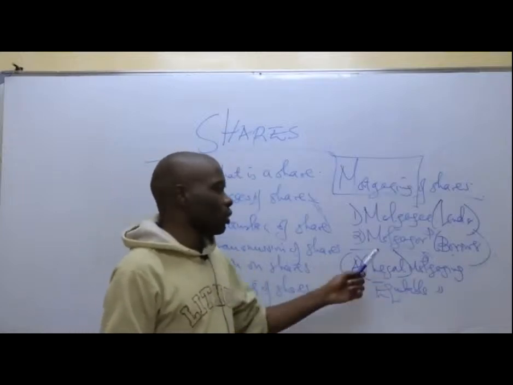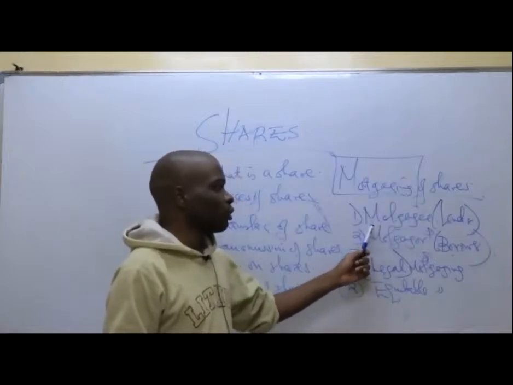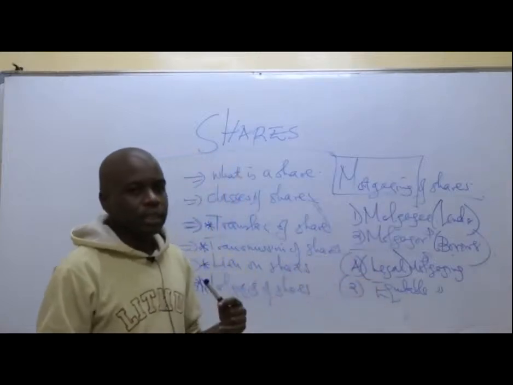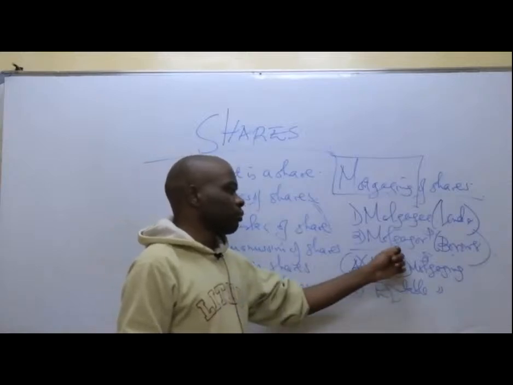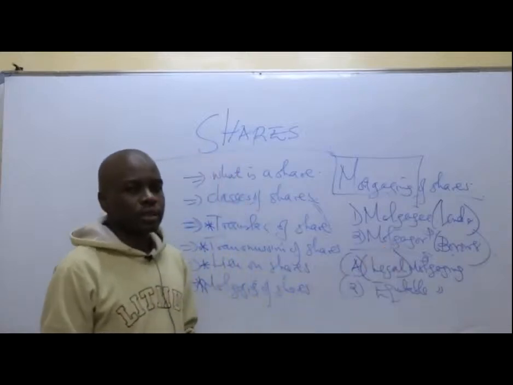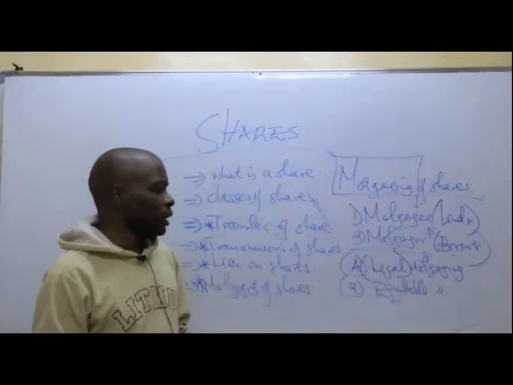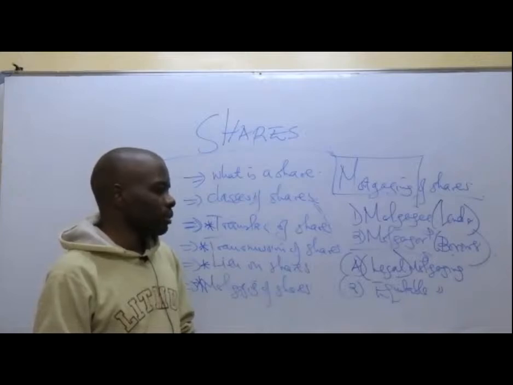There's the legal mortgager and the legal mortgagee. The legal mortgagee will transfer the shares into his or her name until this particular borrower is able to pay off the loan. That's when the shares will revert back to the owner or the original borrower of this particular amount from the lender.